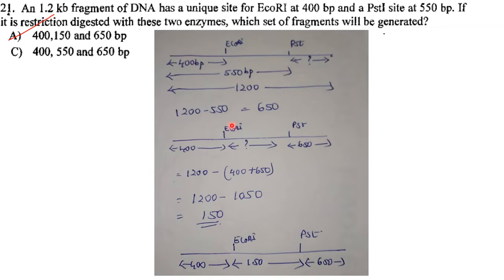So now your fragment will look like this, that is 400, you don't know the length of this fragment, and then you have got 650 base pair. So to calculate the length of this particular region, you need 1200 minus 400 plus 650, that will give you 150 base pair. So these are the fragments that you will get after digestion with EcoR1 and PST1. There are three fragments, that is one is of 400 base pair, one is 150 base pair and the other is 650 base pair.